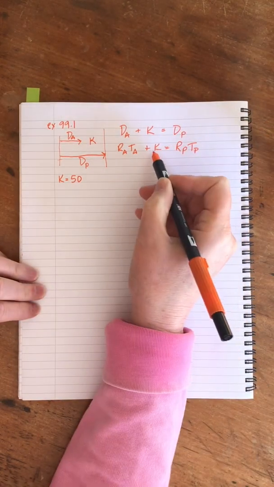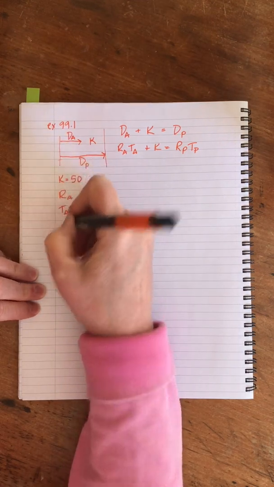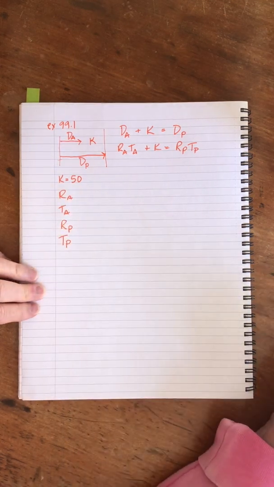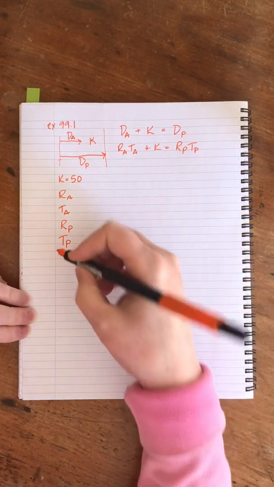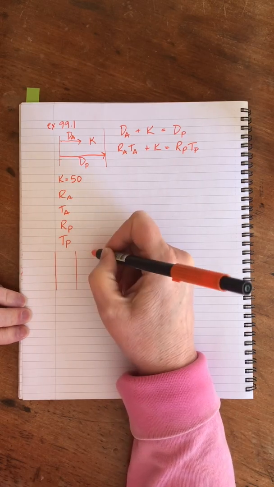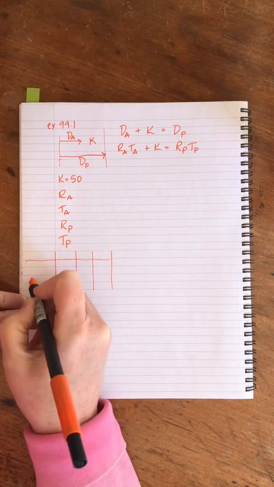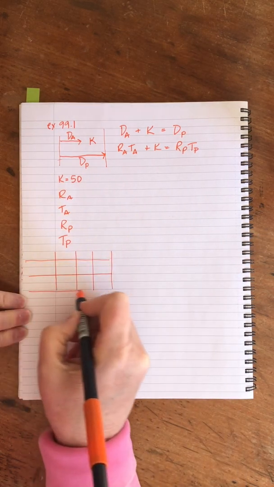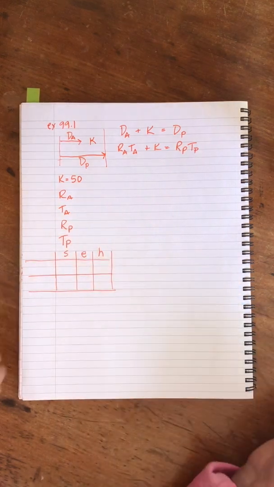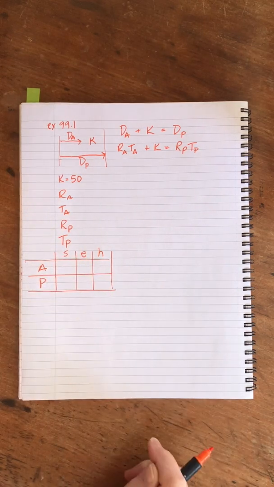Good. I've already got my K listed, so let me list the others. RA, TA, RP, TP. And it starts out at 8 p.m., so I know, shoot, I'm going to need a chart for the clock stuff. And we've got starting time, ending time, and then the number of hours. And we've got Achilles, and we've got Patroclus, or whatever his name is.